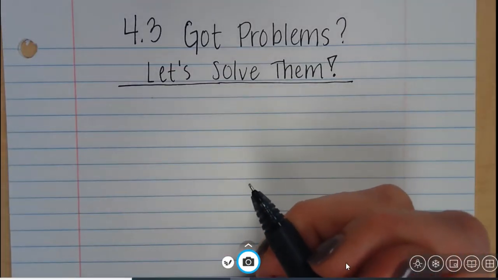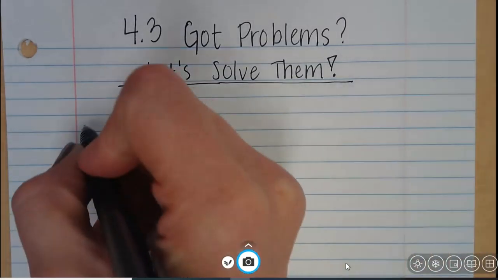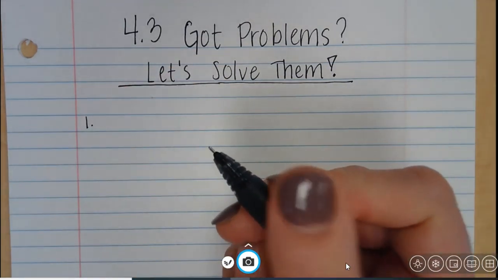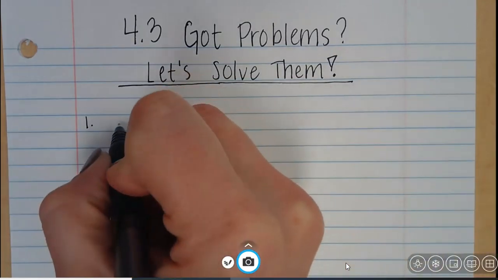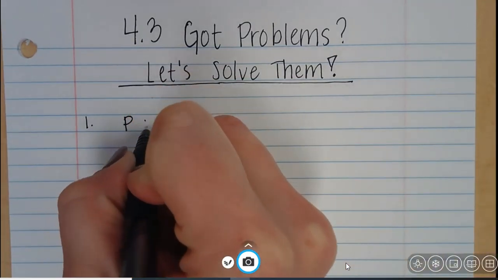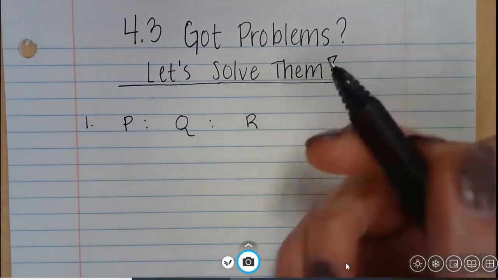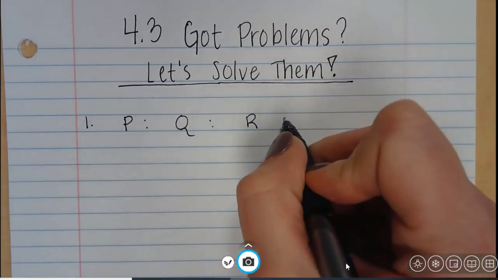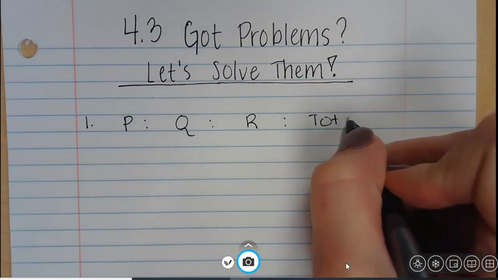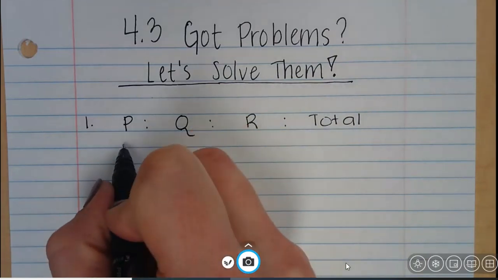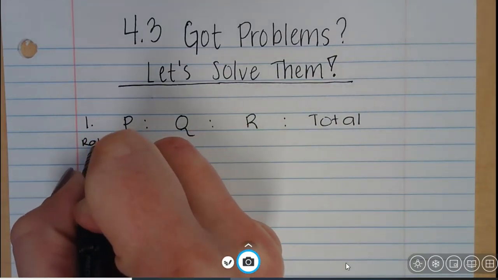So we're going to recap lesson 4.3 today. First, problem 1, if you missed it, you need to remember that when you're doing ratio word problems, you need to label what the problem states. So this is problem number 1 on your practice.